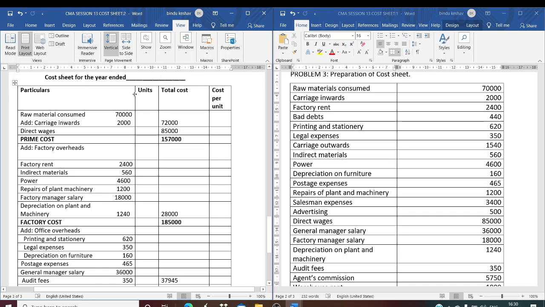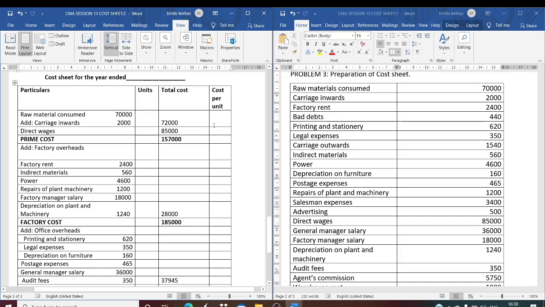Then the particulars, units, total cost and cost per unit. These are the columns which are there in a cost sheet. Now to start with, we have direct materials. So raw materials consumed 70,000 and carriage inwards 2,000. If there are any other items like transfer from other department, or a return, or closing stock or opening stock, all these have to be adjusted here. So in this case, we have only carriage inwards 2,000 rupees. So 72,000 we have written here.